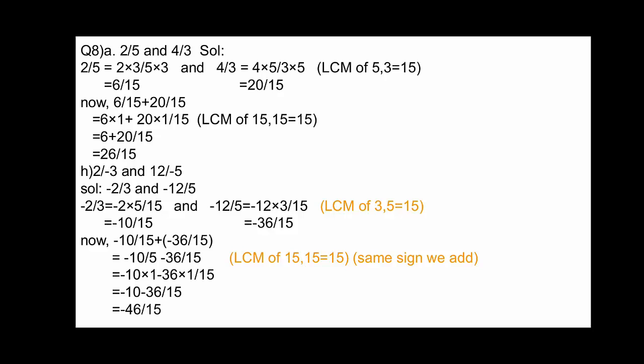So minus 10 divided by 15 plus, we have a minus here, minus 36 divided by 15. Plus into minus will give you minus, so minus 36 divided by 15. So same sign you have to add. So minus 10 minus 36 will give you minus 46 divided by 15. Same sign you have to add, different sign you have to subtract.